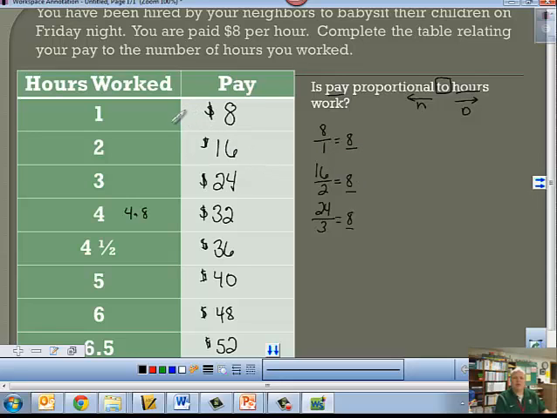We also know it's proportional because when I multiply the hours worked to get my pay, I multiply by the same thing. Alright? Now, we're going to look at a couple more problems and we'll see how those relate.